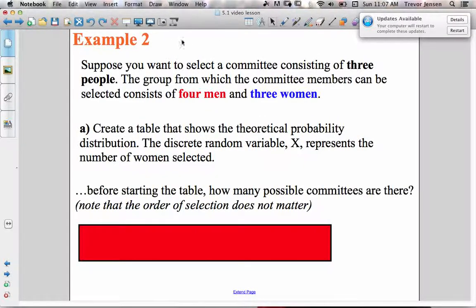Okay, I'm going to do 2 more examples. I'm going to go through these ones a little quicker. Okay. So suppose you want to select a committee consisting of 3 people.